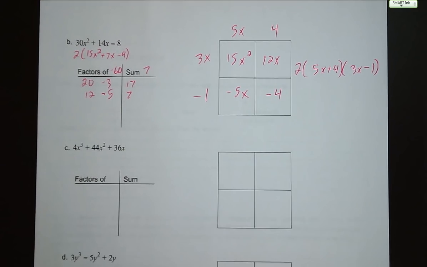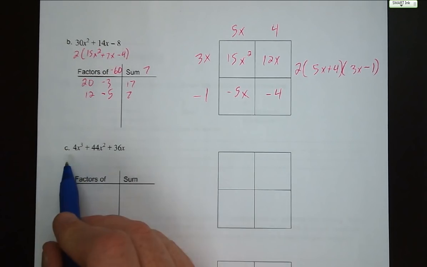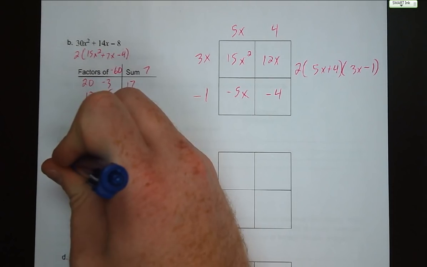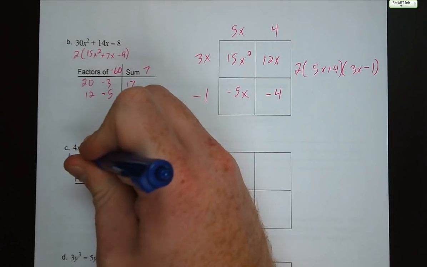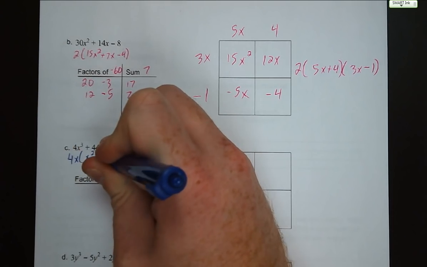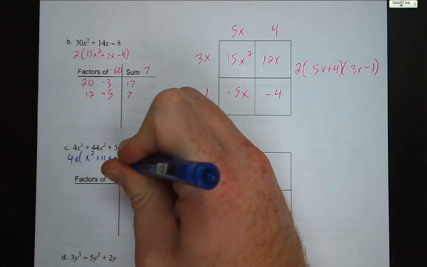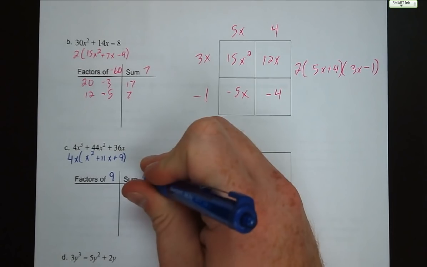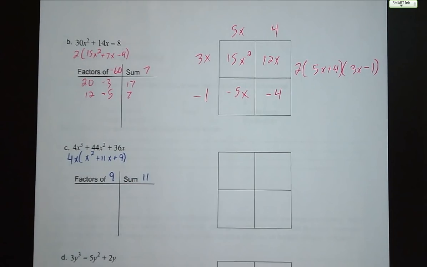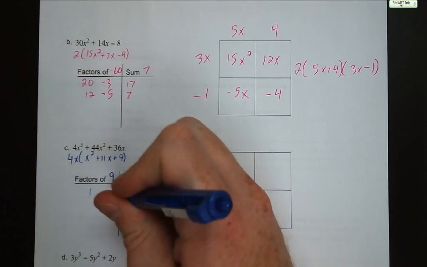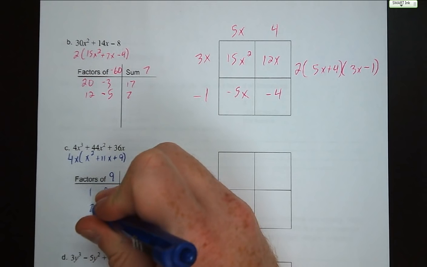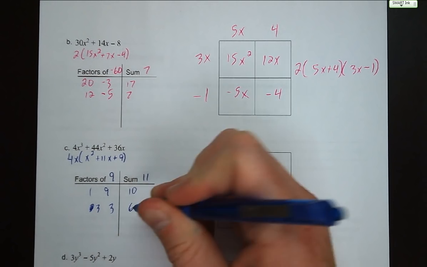Well, I can factor out a constant and a variable on this one. So it looks like these are all divisible by 4, and they're all divisible by x. So we have a 4x on the outside. We're left with x squared plus 11x plus 9. Okay, so we're looking for factors of 9 that add up to 11. Well, let's try. We've got 1 and 9. That gives us a sum of 10. We have a 3 and 3. That gives us a sum of 6.